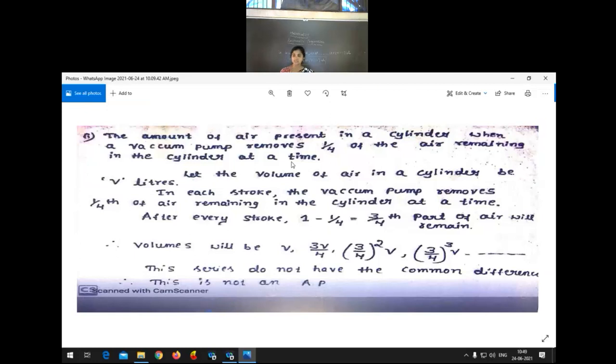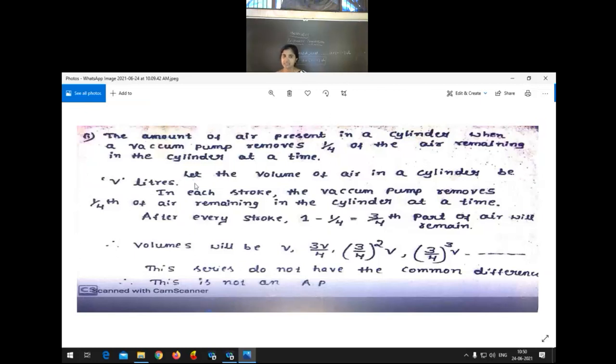So here the sentence is: amount of air present in a cylinder when a vacuum pump removes 1/4 of the air remaining in the cylinder at a time. Okay, so for this I want to explain with the help of one diagram.